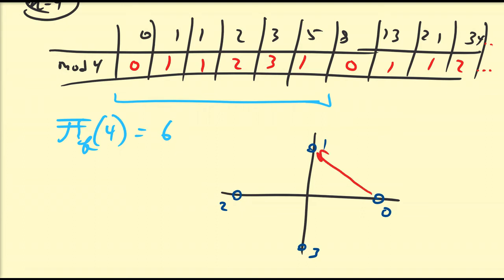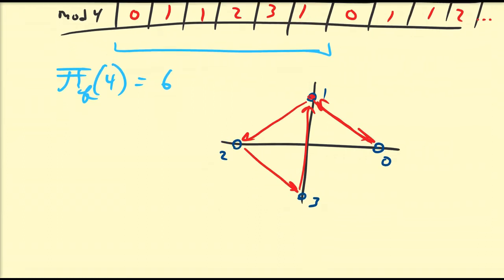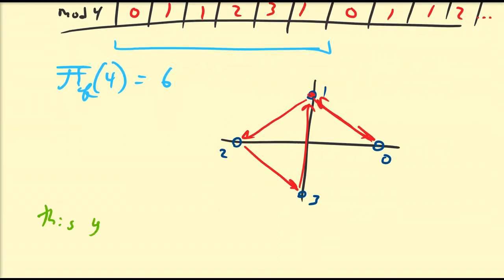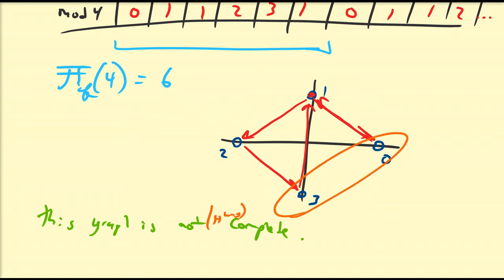So 0 is going to go to 1, 1 is going to go to 1, 1 is going to go to 2, 2 is going to go to 3, 3 is going to go to 1, and then 1 is going to go to 0, and then the pattern continues. So this graph is not complete. Now, why is it not complete? Well, it's not 1+ way complete, at least, because we're missing the direction from 3 to 0, and we're also missing the direction from 2 to 0.